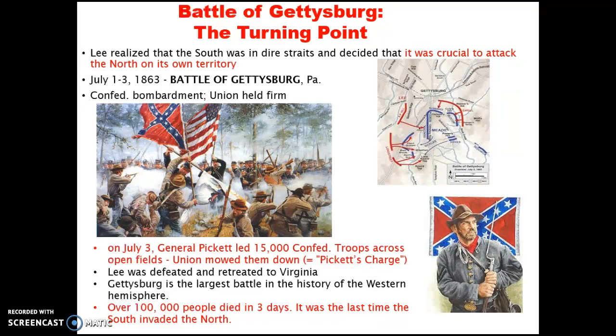After the Confederate bombardment, the Union held firm. On July 3rd, General Pickett led 15,000 Confederate troops across open fields. The Union mowed them down, defeating them. Lee was defeated and retreated to Virginia. Gettysburg is the largest battle in the history of the Western Hemisphere. Over 100,000 people died in 3 days. It was the last time the South invaded the North. They knew that they just weren't successful and they didn't want to do it again.